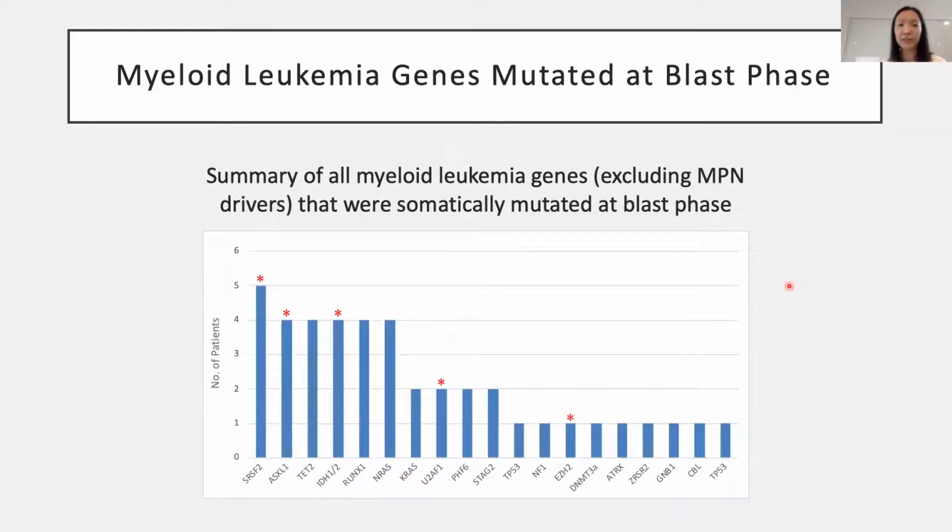On this slide, I've summarized all the myeloid leukemia genes that were mutated. This excludes MPN drivers that were mutated in blast phase specifically. So in about half the variants, they were present in at least 2 or more patients. And if you look at the high molecular risk genes, you see that these are predominantly represented in more patients. So SRSF2 in 5, ASXL1 in 4, and IDH1 and 2 in 4 patients. But all of them were represented in our cohort of 10.